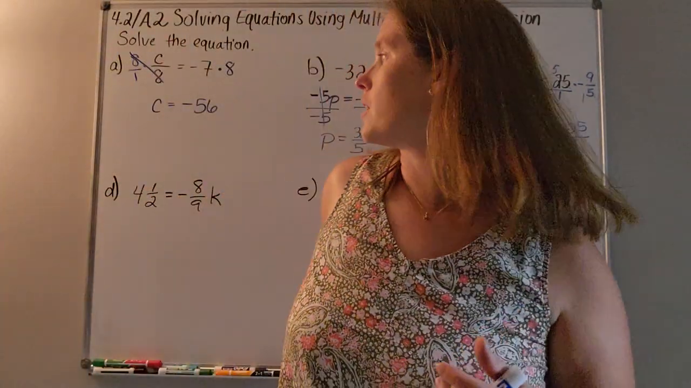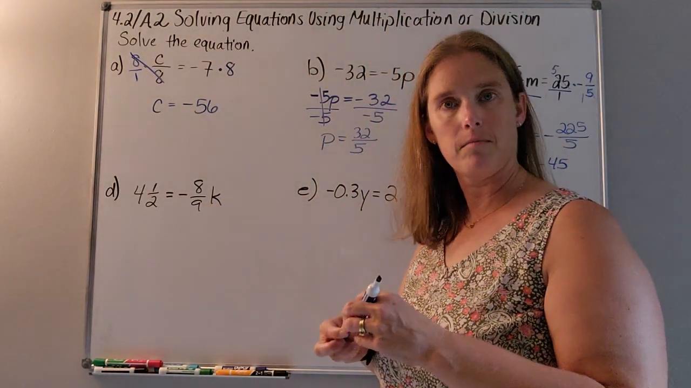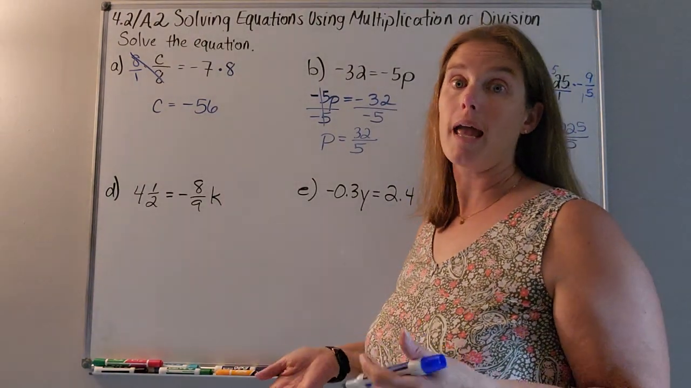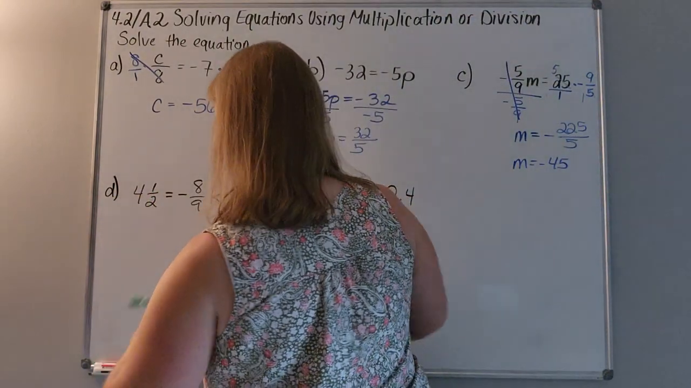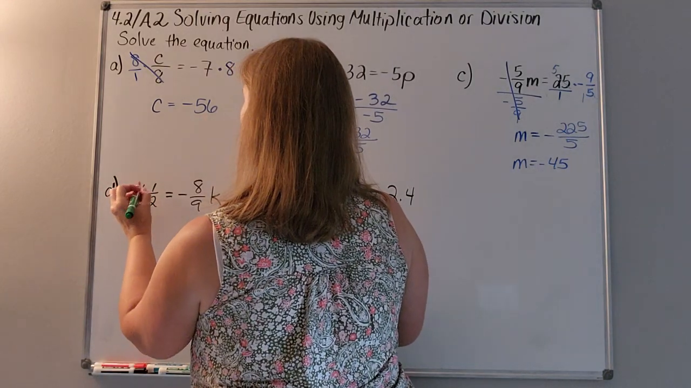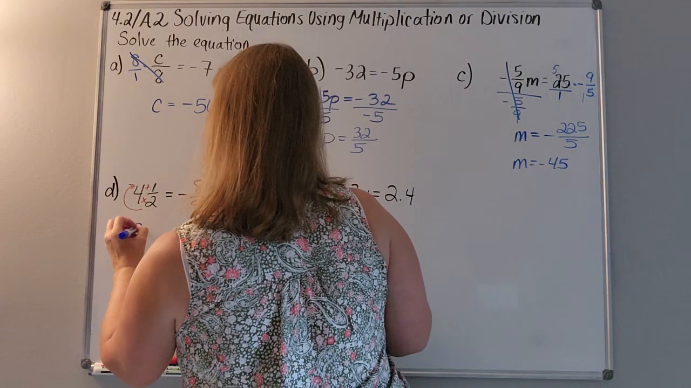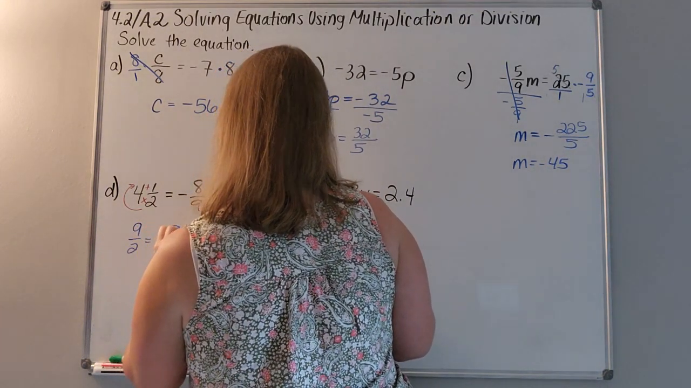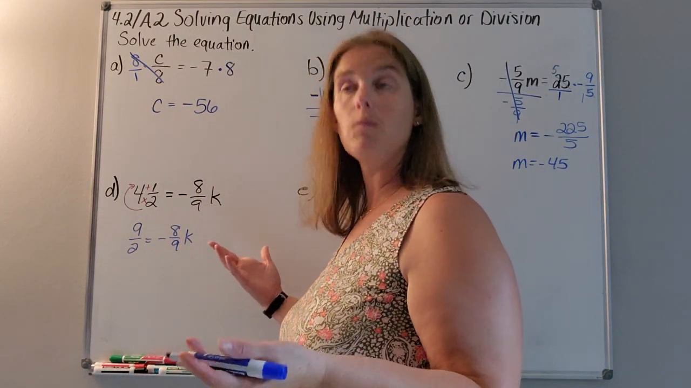All right, let's take a look down here. 4.5 equals -8/9 k. Now we see a mixed number. We need to make that improper because we can't multiply or divide with mixed numbers. So let's do that. Remember, we work from the bottom up. 2 times 4 is 8 plus 1 is 9 over our original denominator. So now we have 9/2 equals -8/9 k. So that looks like multiplication, right? What do we do? We divide.